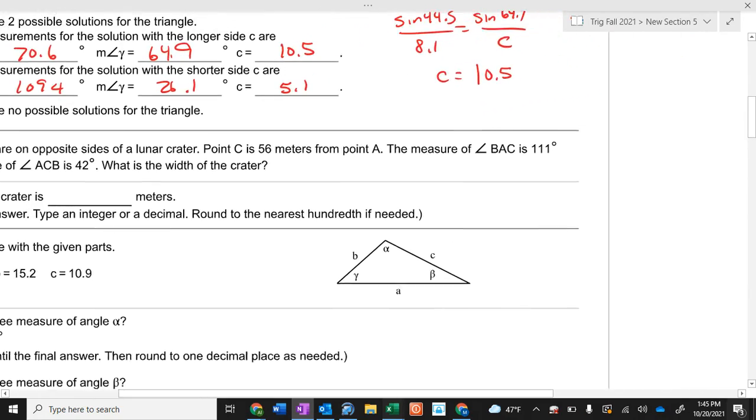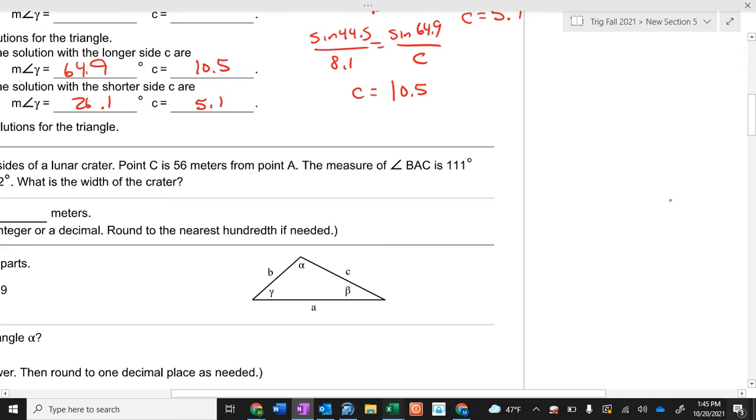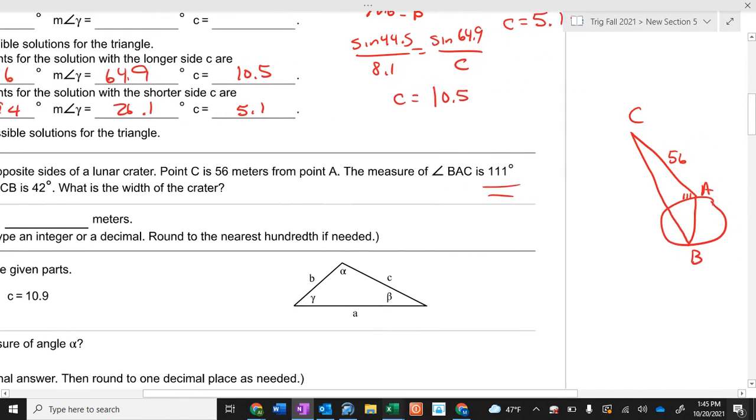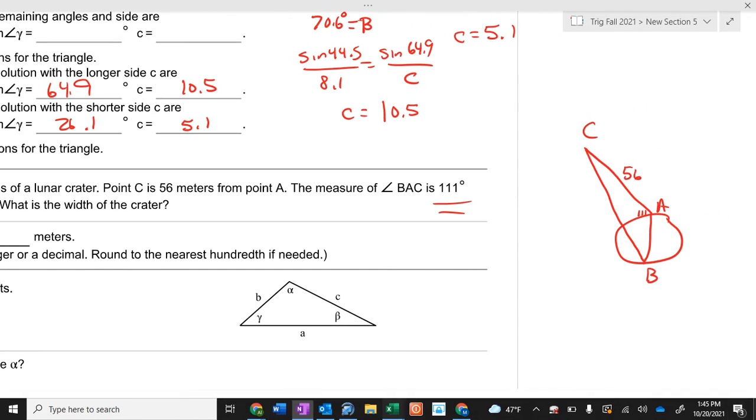The lunar crater problem. Told you the lunar crater would be on the quiz. You draw your lunar crater problem like this, where this is A, B, BAC. So C must be up here. This is 111, BAC is 111. C is 56 meters away from A. And also ACB is 42.